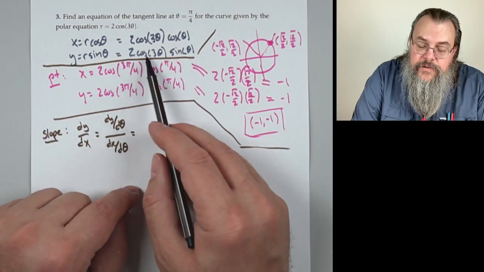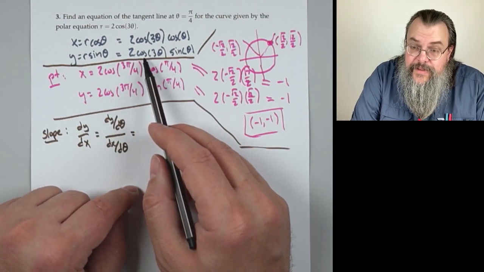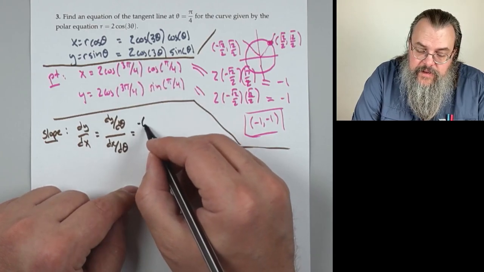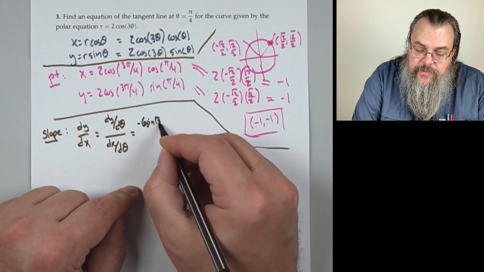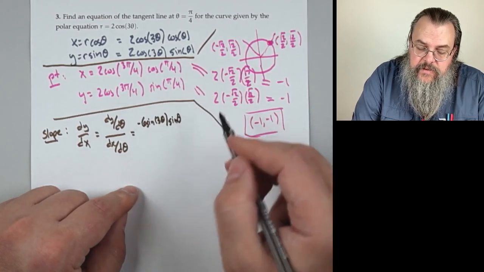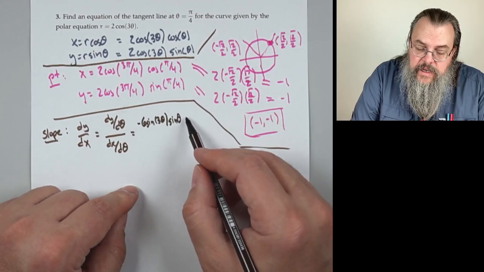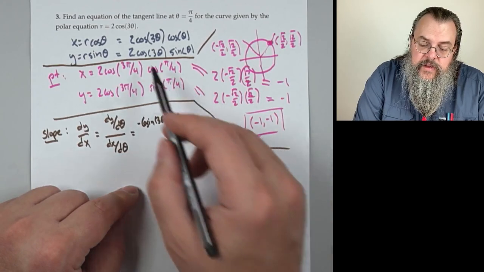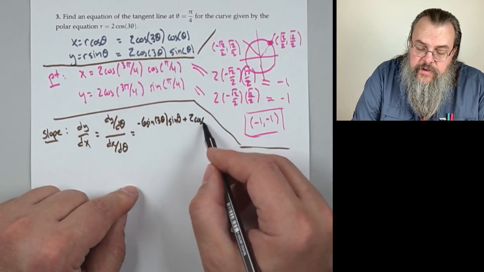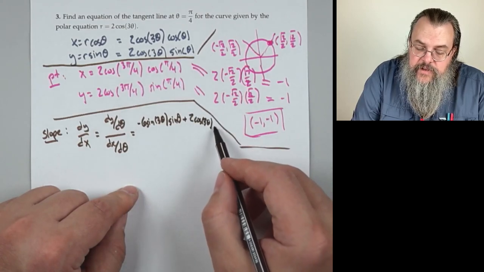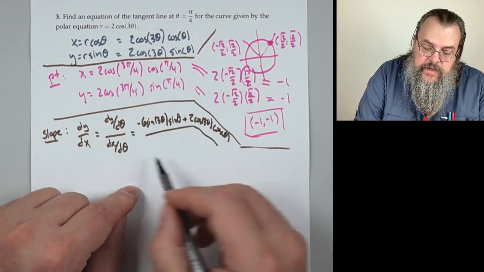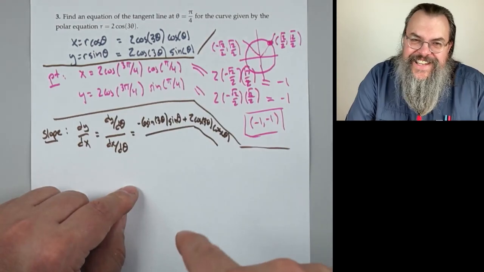Well, okay, 2, derivative of cosine, negative sine, 3 comes out. So, minus 6 sine 3 theta. The second term stays as is. And then a plus, okay, first times derivative of the second. 2 cosine 3 theta, derivative of sine is cosine theta. And I can already tell that I'll rewrite this in a second.